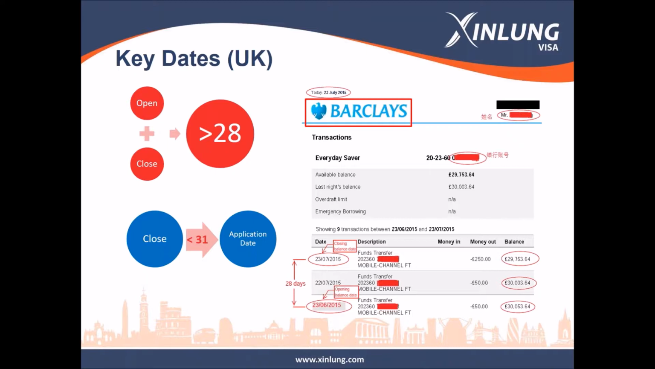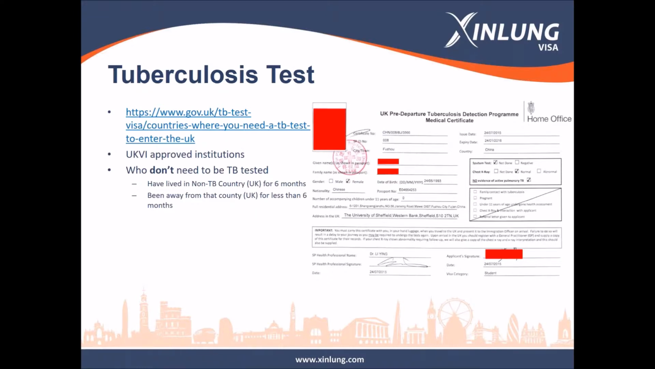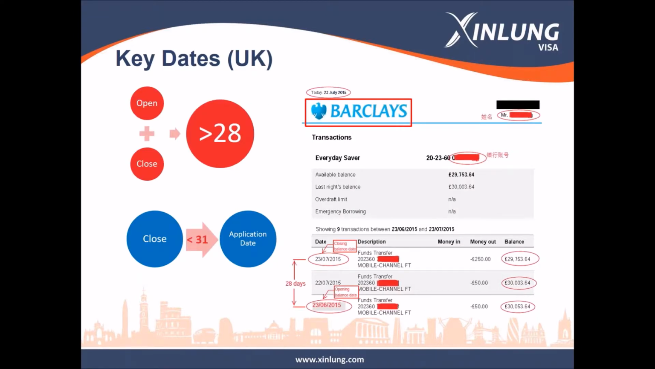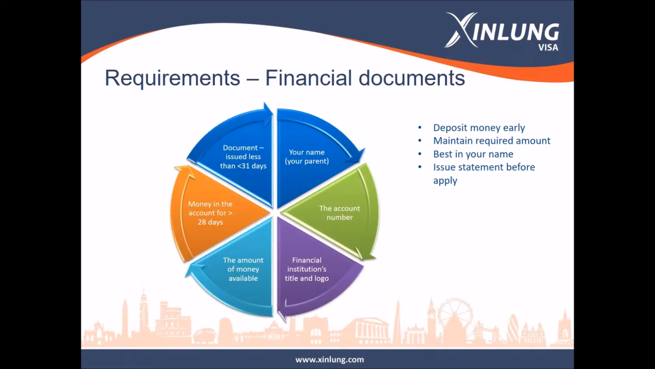Okay, now we have literally looked at a real bank statement and understood the UKVI's rule about the 28 days period, and the UKVI's rule about the 31 days within the application date. So we have a clear idea about what a bank statement needs to be and what features need to be included. Okay, so this is probably the most important part of the application, to have the money ready in the bank account in time for our application, and to get the bank to produce the right document for visa purposes.